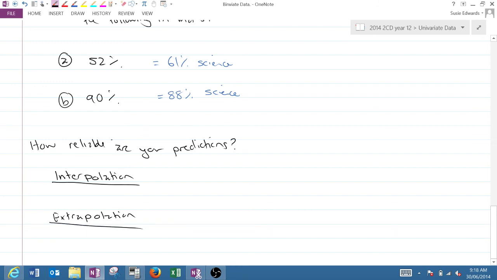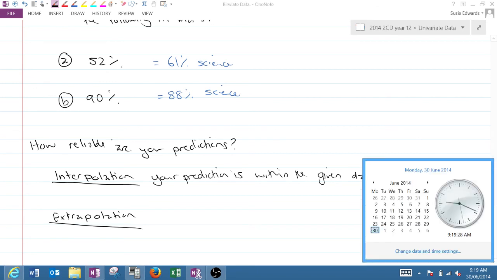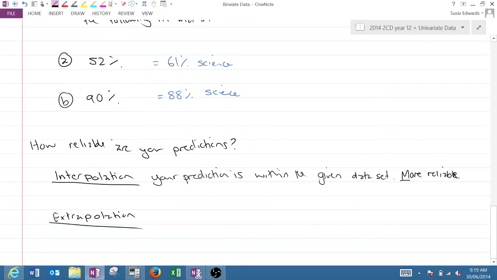These questions are usually worth 2 marks. They're usually worth a mark for you saying, yeah, it's reliable, and then 1 mark for you saying because it's interpolation. It's not reliable because it's extrapolation. So interpolation means your prediction is within the given data set. It is more reliable than if it's outside.